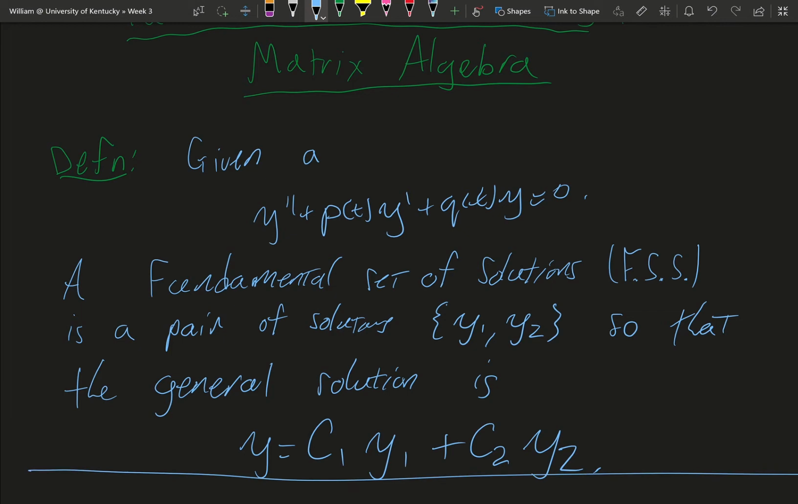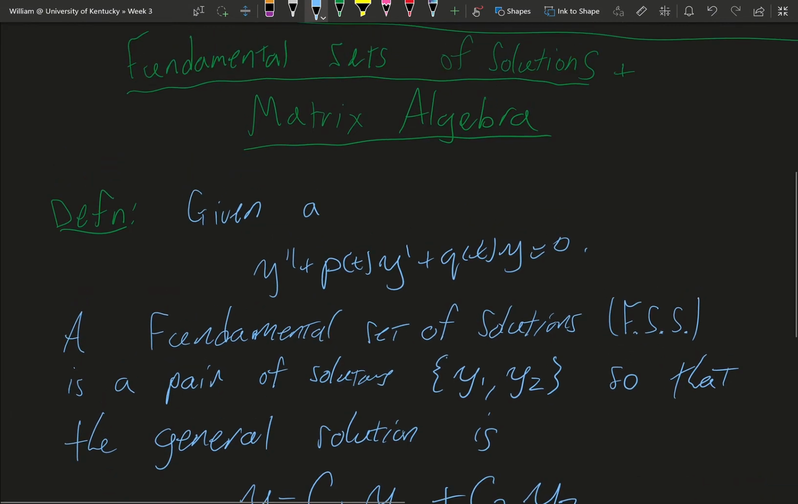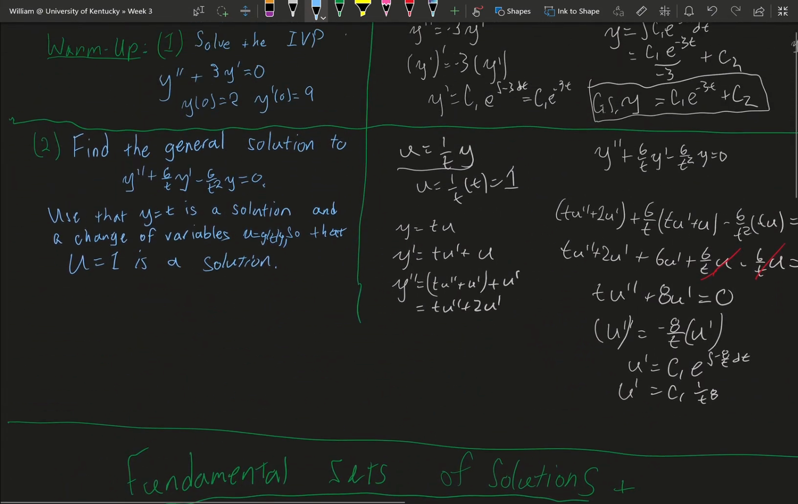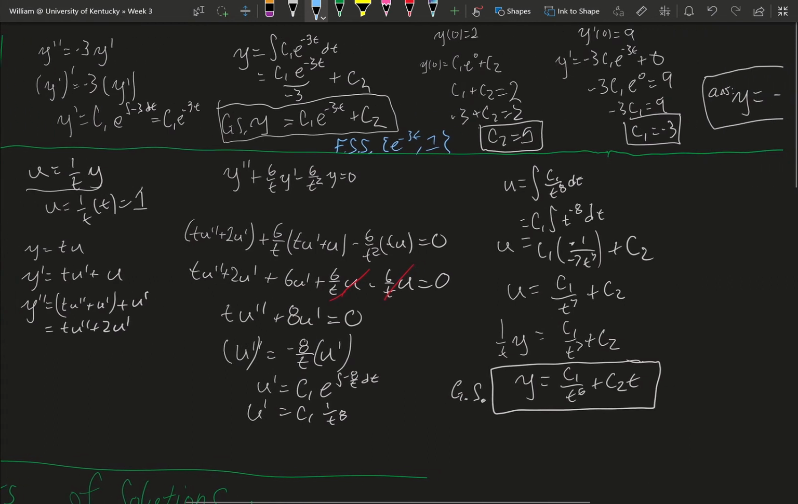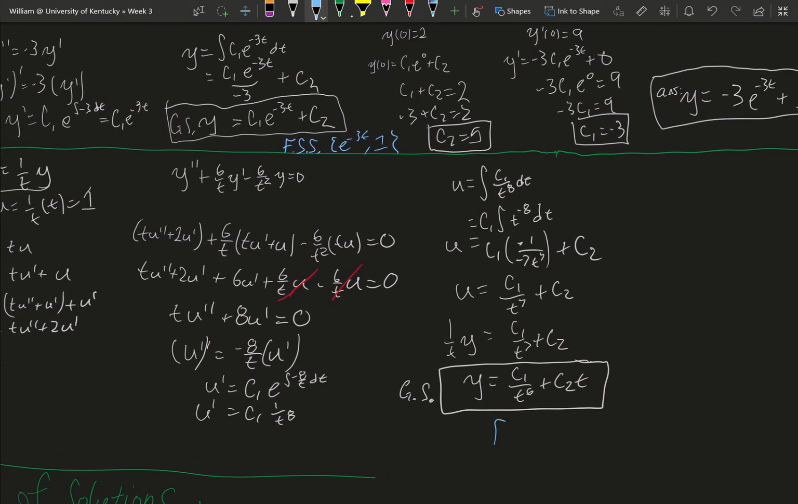So we've solved a number of homogeneous equations, usually of special forms, but just to recap what we just did, right? Here, our fundamental set of solutions could be e to the negative 3t and 1. And here we could see that our fundamental set of solutions could be 1 over t to the 6th and t.